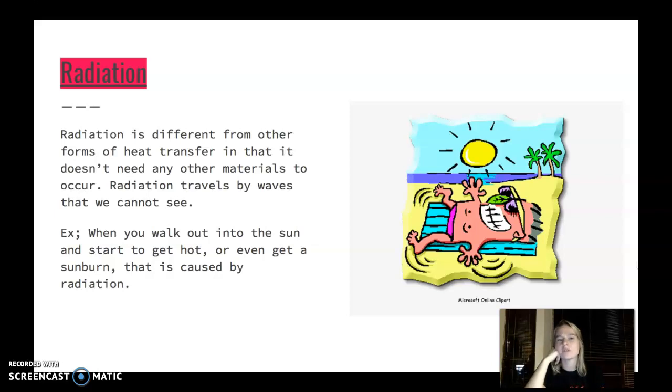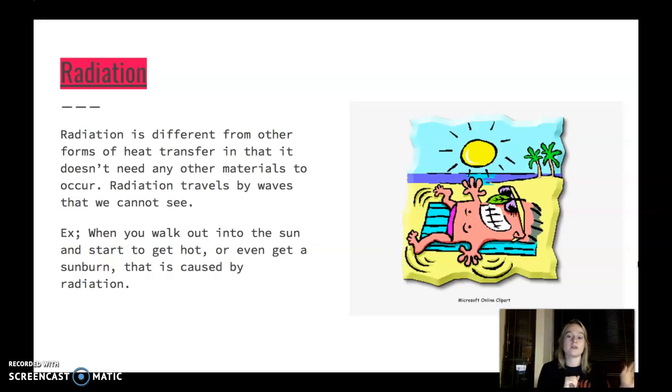Radiation is different from other forms of heat transfer in that it doesn't need any other materials to occur. Radiation travels by waves that we can't see. I know that it's common to think of waves as like the ocean, but that is not this kind of wave.